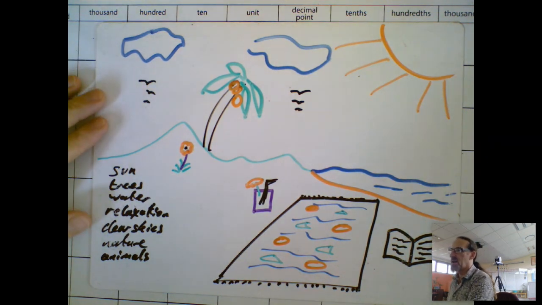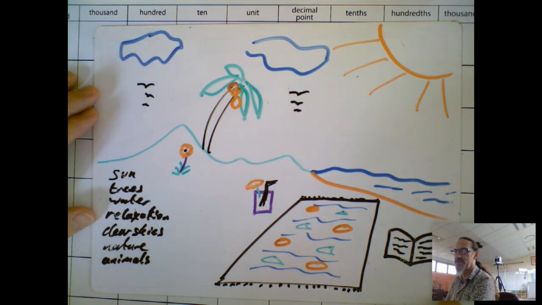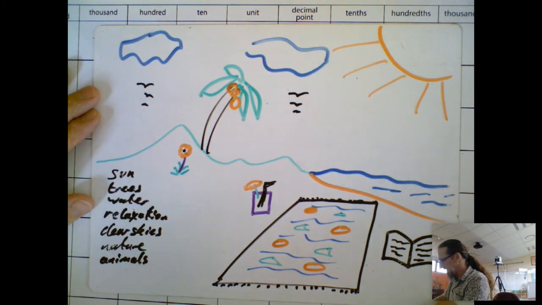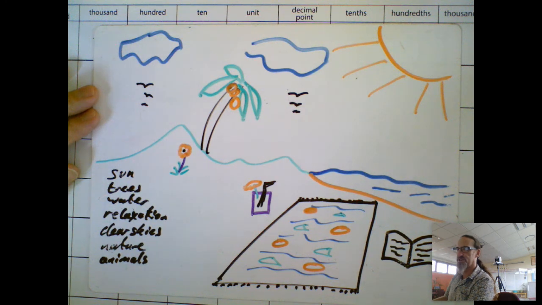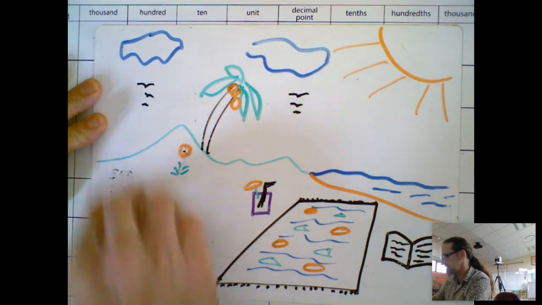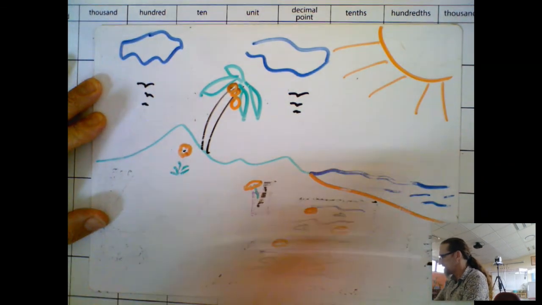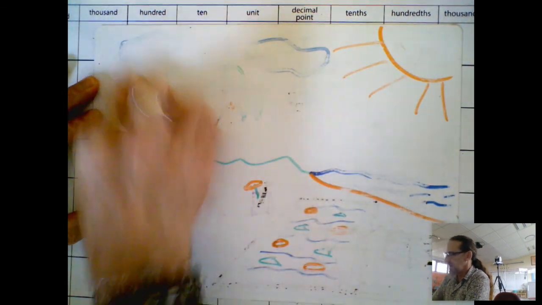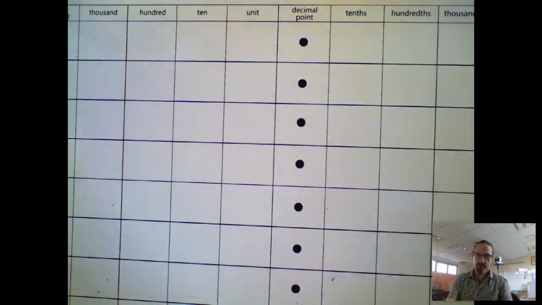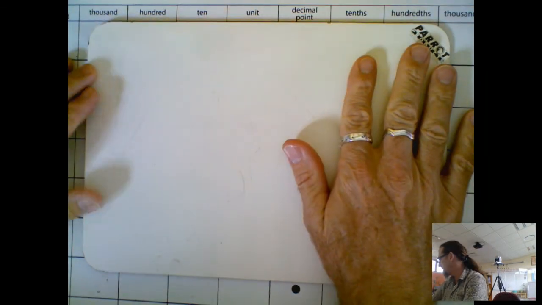Okay, starting off here, I had my whiteboard that I was using the other day to draw a picture of the weekend, and this is what my weekend looked like. I was pretty impressed with this picture, so I kept it on there. Sun, trees, water, relaxation, clear skies, nature, animals. There's my beach towel, there's my books, there's a cool drink, and flowers, and the hills, and the ocean. Yeah, it was pretty good. Oh my goodness, this won't rub off because I drew it the other day. Oh, horrible. Sorry. Oh, luckily I have another whiteboard here.